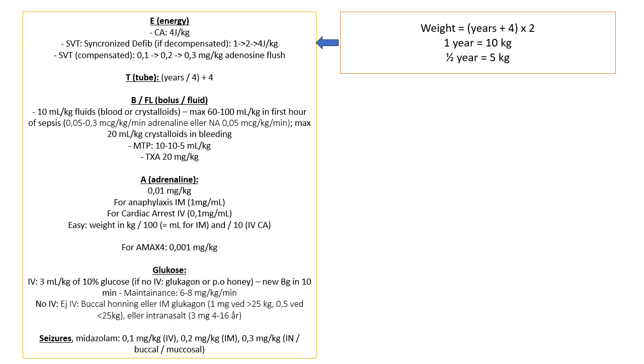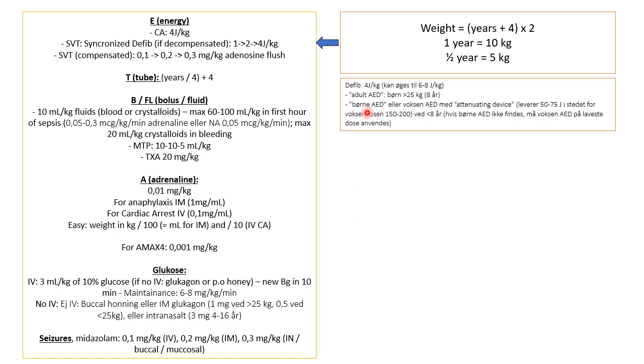So for our 22 kilo child here, it would be 66 milliliters that we have to give as a bolus. Then seizures as the last one here. You will get midazolam, 0.1 milligram per kilo IV, which would be 2.2 milligrams intravenously for our patient. If it's intramuscularly, then you'll give the double dose, and if it's intranasally or buccally, then you'll give the triple dose.